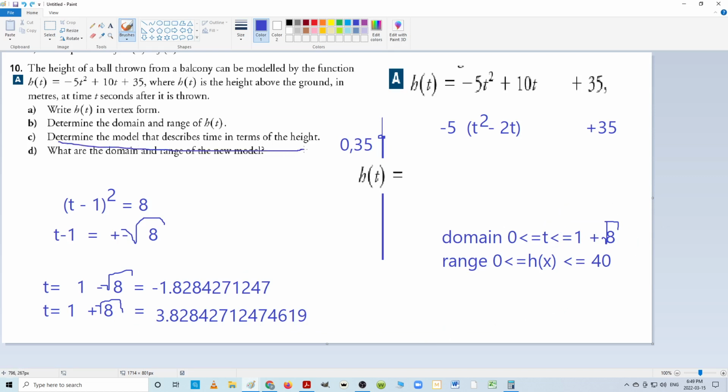Determine the model that describes the time in terms of the height. Okay, so this is the model that describes height based on the time. The model that's time based on the height would be the inverse. And very quickly, I'm going to let you know what it is. So if this is the correct formula, which I didn't keep a good copy of, it's going to be minus 1 squared, and it's going to be plus 40.